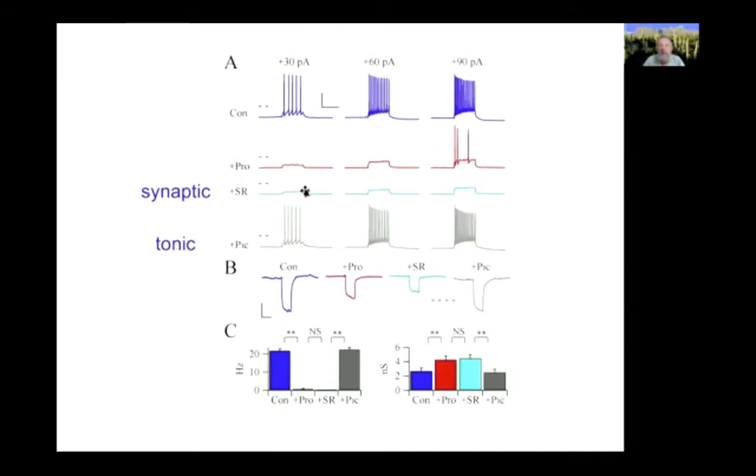When we add the synaptic receptor blocker, we don't reverse this effect. It's gotten stronger just over the course of time it took to add this. Then when we subsequently add picrotoxin to block tonic GABA receptors, you can see this discharge activity fully recovers. And this is a highly significant finding across neurons.